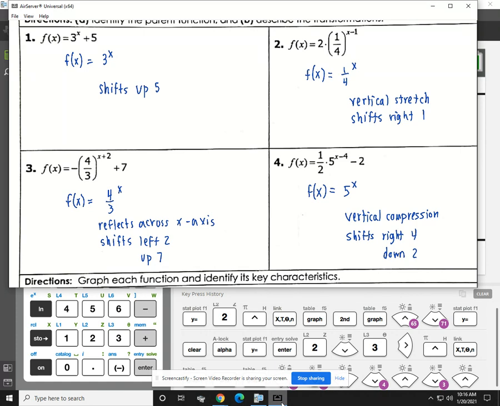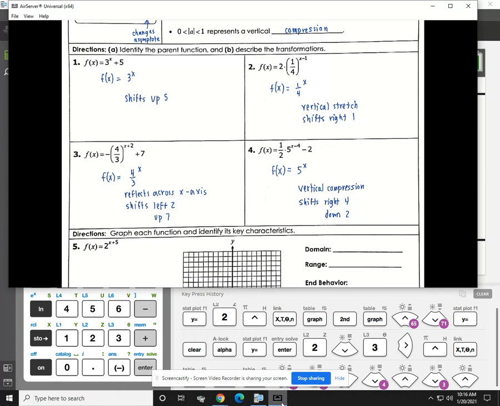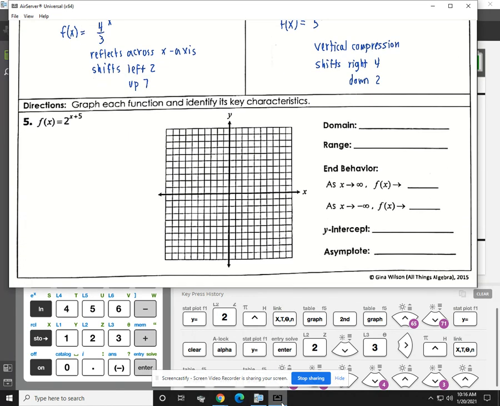This one would shift to 5. Your graph would approach 5 and never touch it. It would just hug it. This one would approach 7 and never touch it. This one would approach -2 and never touch it. Okay? And then that one, number 2, would approach what? 0. Very good. Okay. So, last thing, let's do a quick graph here.